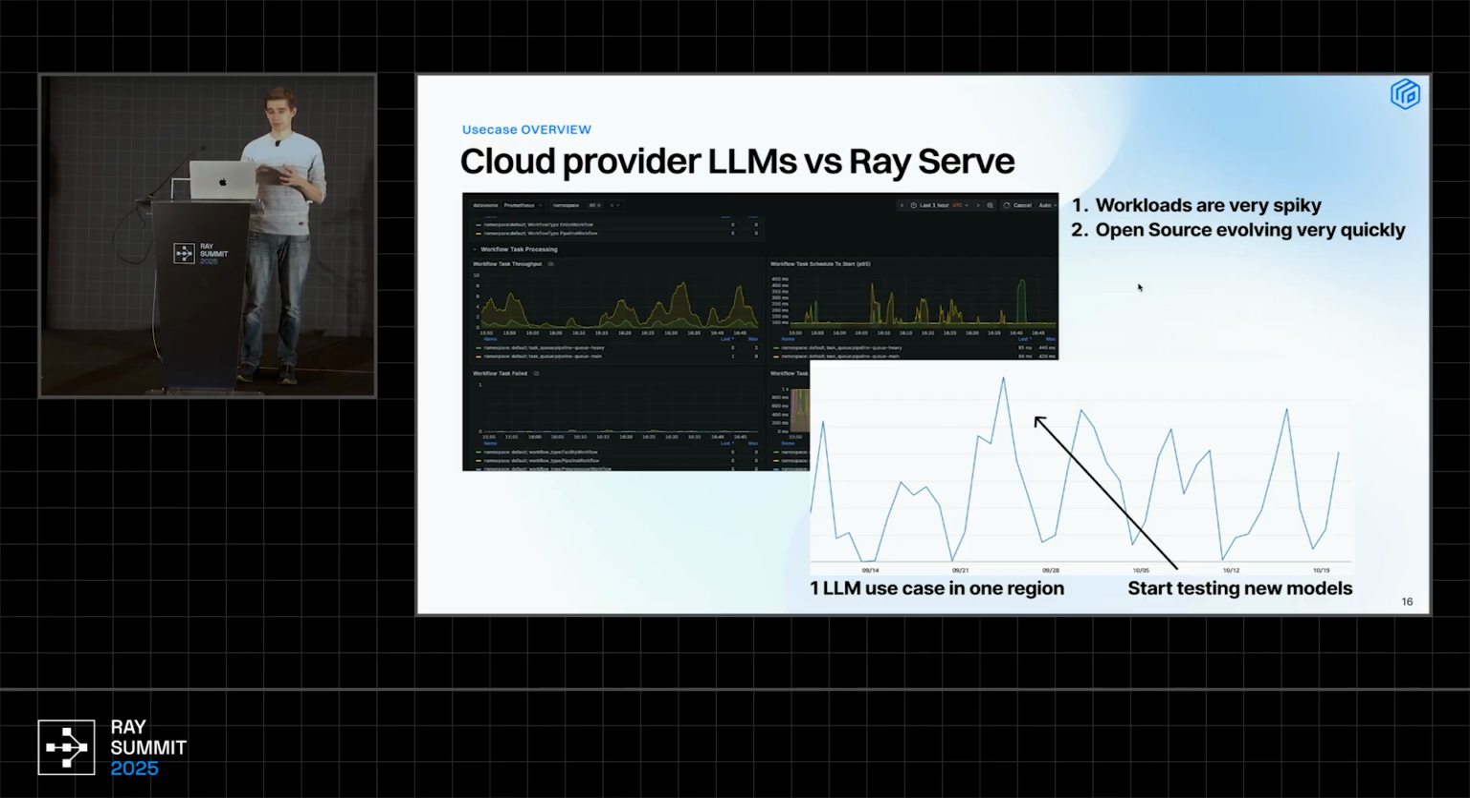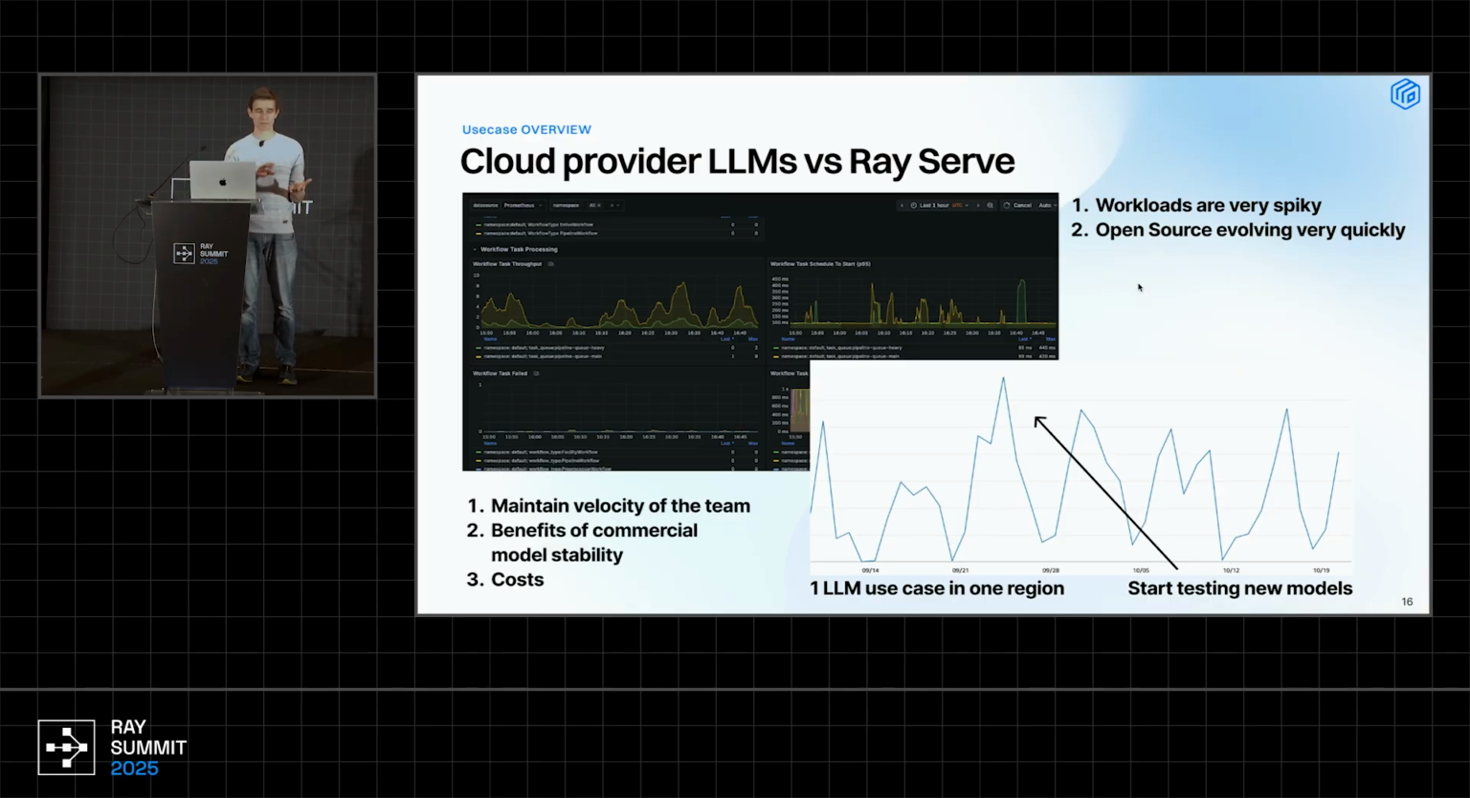So then came the decision. We're serving mainly classification models and smaller models. Should we actually serve LLMs within Ray? And what we realized was that our workloads, well, we knew this, are very spiky across the board. And we knew that open source models were evolving very quickly. So rather than focusing on that, we focused on implementing our cloud APIs. And that allowed us to do things like testing models much more quickly and not focus on serving. So to maintain the velocity of the team, the costs, and the stability of APIs, we deferred this to another project.